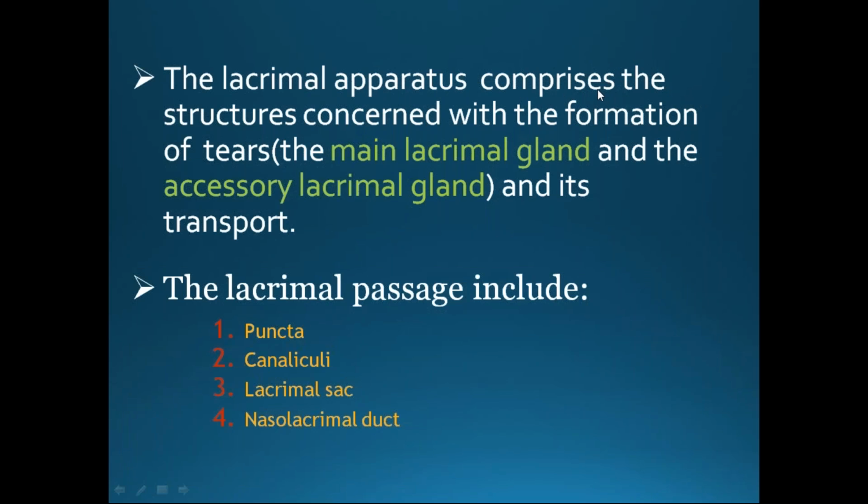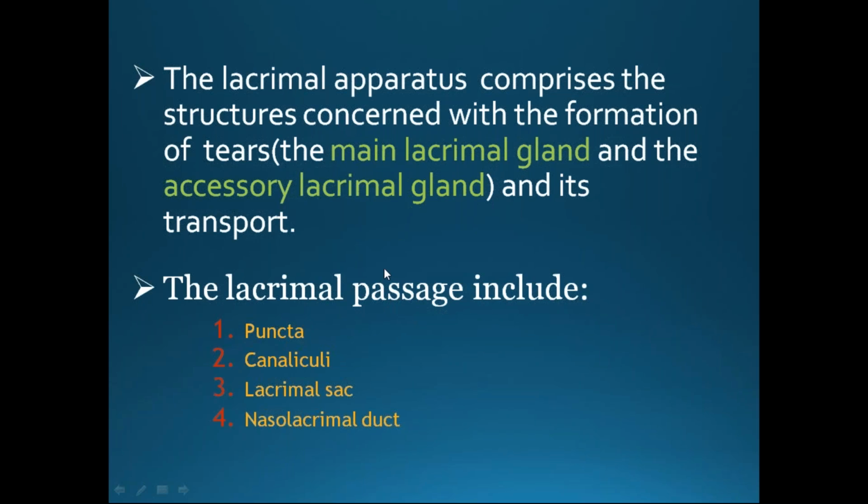The lacrimal apparatus comprises the structures concerned with the formation of the tears: the main lacrimal gland and the accessory lacrimal glands. Accessory lacrimal glands are two: glands of Krause and glands of Wolfring. Glands of Krause are located mostly in the superior fornix. Few of them are located in the inferior fornix, but predominantly in the superior fornix under the palpebral conjunctiva. Glands of Wolfring are situated superiorly above the upper tarsus and inferiorly below the lower tarsus.